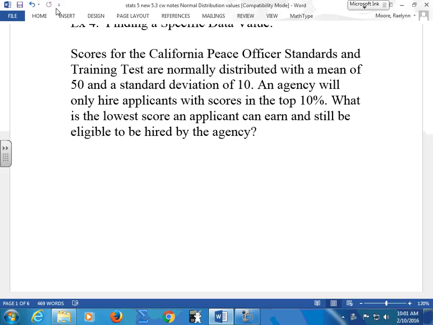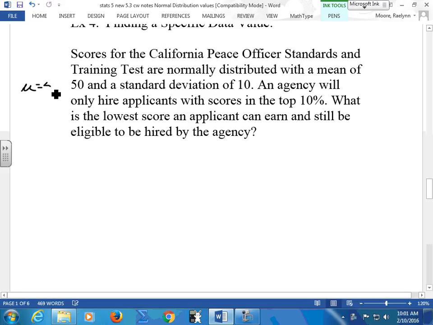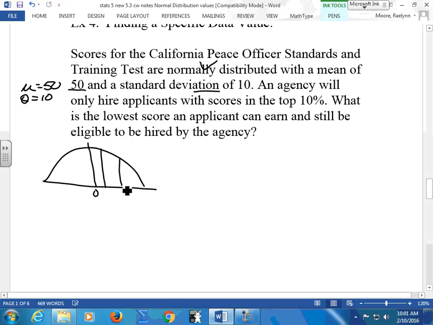So here's one we didn't do, right? Here are the scores for the California Police Officer Standards and Training Test. They're normally distributed. They have a mean of 50 and a standard deviation of 10. The agency told us it was normally distributed, so we know it follows our normal curve, and we can put this on our normal curve.